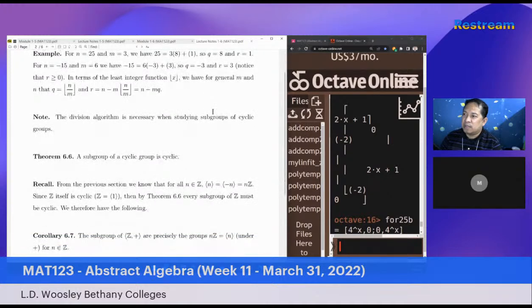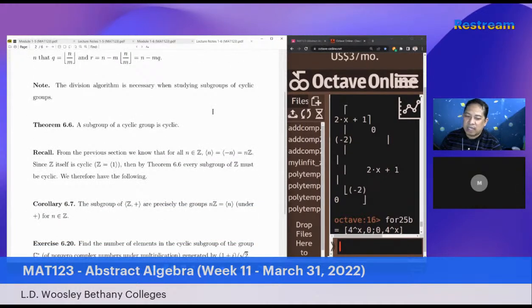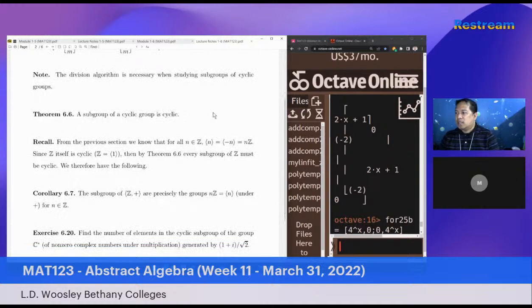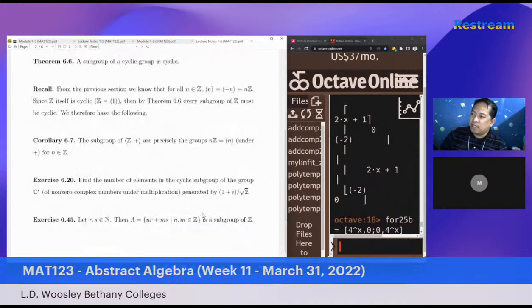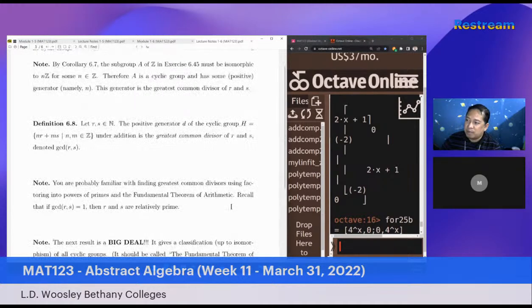Division algorithm is necessary when studying subgroups of cyclic groups. A subgroup of a cyclic group is cyclic as well. So that's another case. Okay, so we have an example here. Find the number of elements of the cyclic subgroup of the group of non-zero complex numbers under multiplication generated by (1 + i) over the square root of 2. So perhaps we could look into some sample problems later.